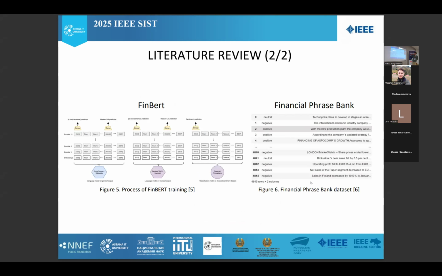We also reviewed some other models for sentiment analysis, such as FinBERT. FinBERT is a classic model for evaluating sentiment in the news. It uses three-stage learning: first on general purpose text, then on financial text, and then learning to classify data. They use the Financial PhraseBank as a dataset.